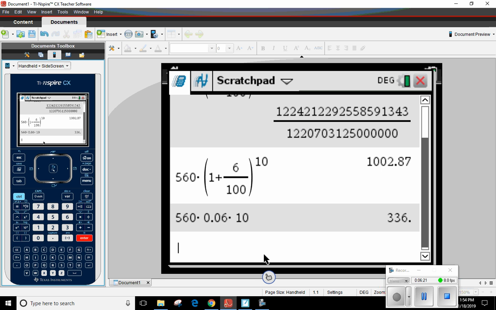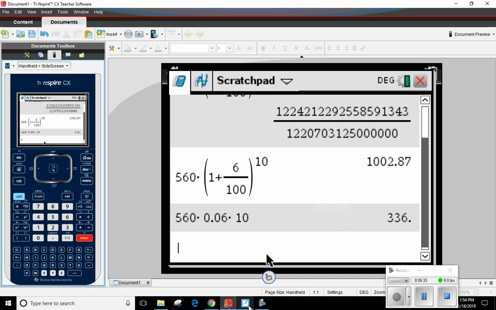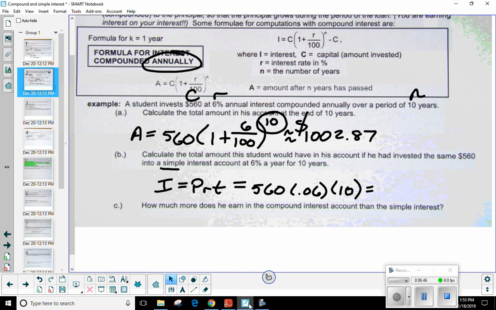Hopefully, let me go 560 times 0.06, parentheses, 10. Okay, so I've got $336. Now, remember, what's the question saying? Calculate the total amount he's going to have in his account. Now, this is just the amount of interest, so I still need to add that to the 560 that we initially invested. So plus 560. Okay, so I'm looking at $896. He earned $336 in interest.